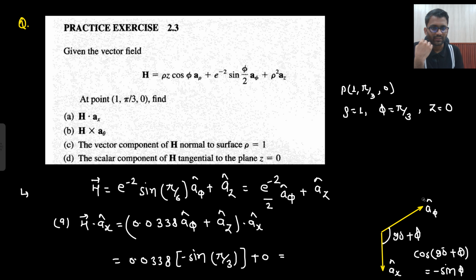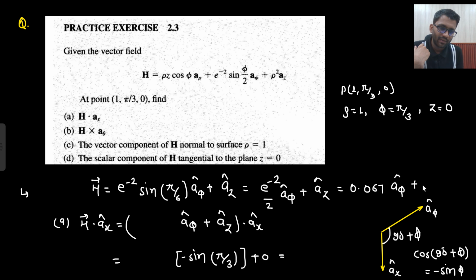So let's not calculate this value here. Or let's calculate this value. So all this went wrong here. So what I'm gonna get? E to the power minus 2 divided by 2. So 0.067. 0.067 a phi cap plus az cap. So what I'm gonna get? 0.067 a phi cap plus az cap.